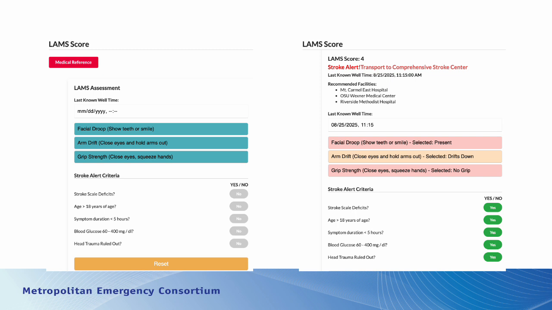So last well-known time and date. Do they have facial droop? Do they have arm drift? And what is their grip strength? Those are 3 questions out of LAMS. And then stroke alert criteria for the receiving facilities.